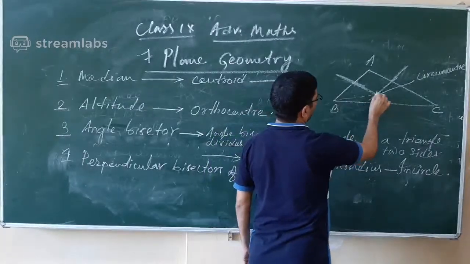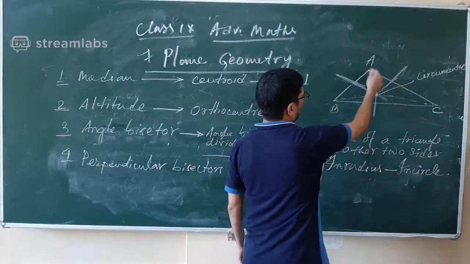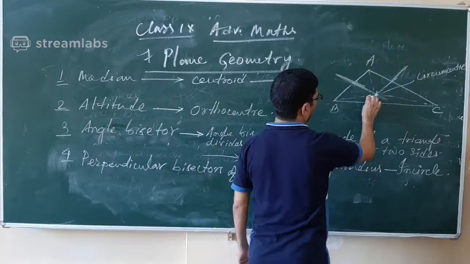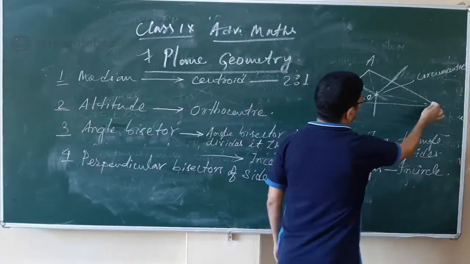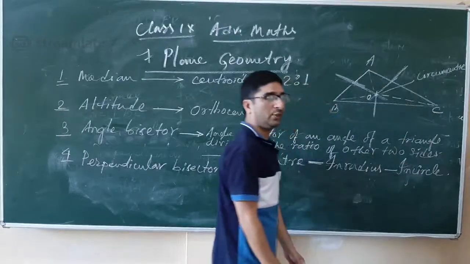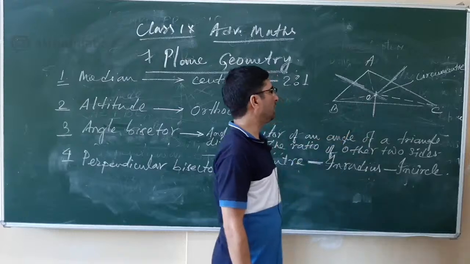That means this one or this one or this one. That means OA. Suppose this is circumcenter, denoted by O. Then OA, OB and OC are equal. Circumcenter is equidistant from the 3 vertices.